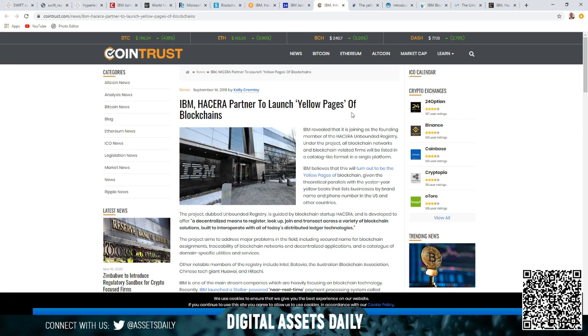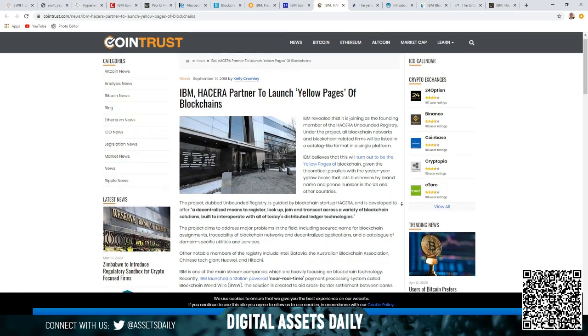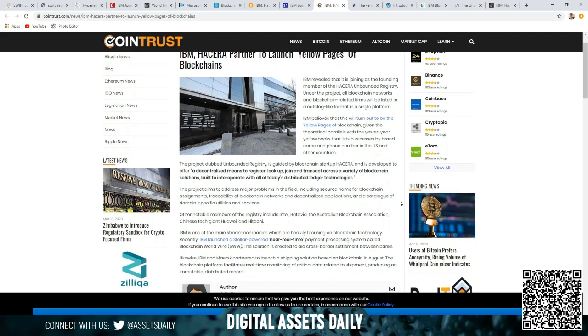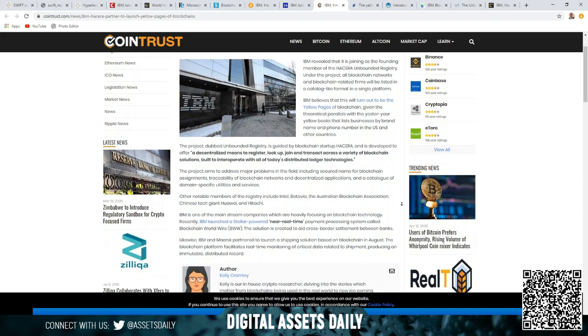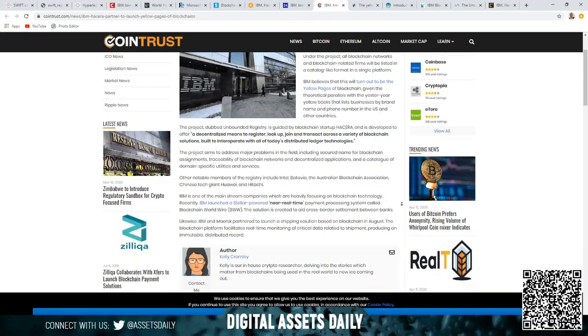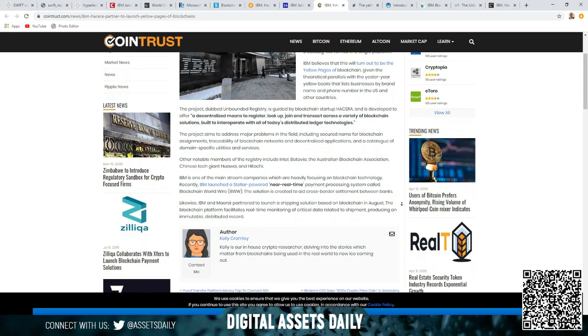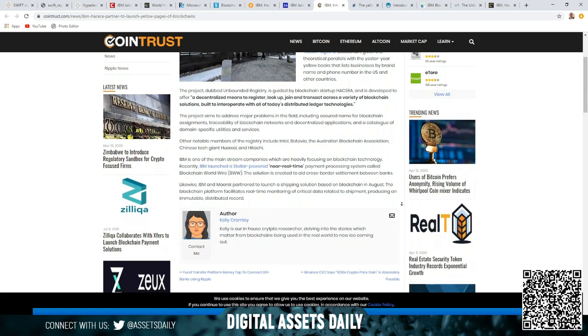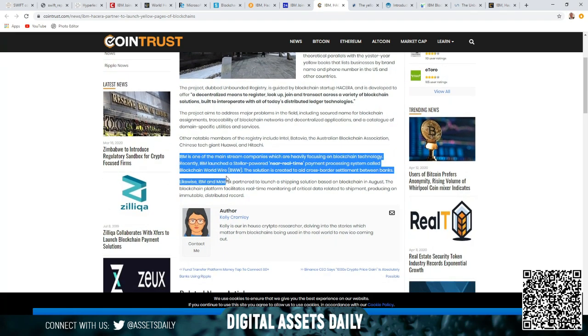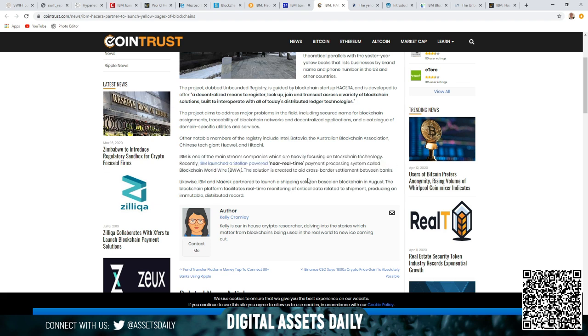IBM Hedera partnered to launch Yellow Pages of blockchains. I'm trying not to repeat too much of the previous information, although again, it just shows the consistency of the research. IBM is one of the mainstream companies which are heavily focused on blockchain technology. Recently, IBM launched a Stellar-powered near real-time payment processing system called Blockchain WorldWire, BWW, and the solution is created to aid cross-border settlement between banks.